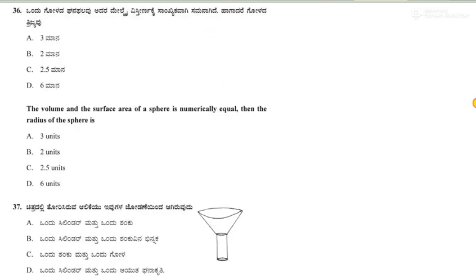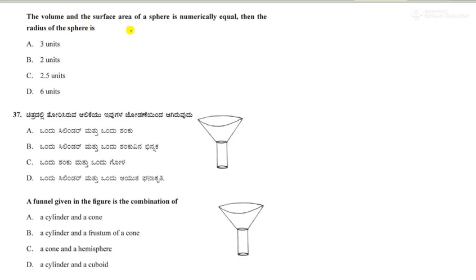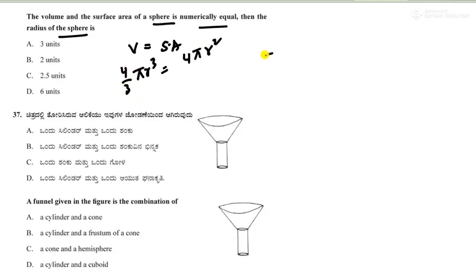Okay, moving to the next question. So question number 36 now. The volume and surface area of a sphere are numerically equal. Then the radius of the sphere is how much? So you have to equate both the volume and surface area of the sphere. Volume is 4 by 3 pi r cube, correct? And surface area is 4 pi r square, right? So when we solve them, how much will you get?